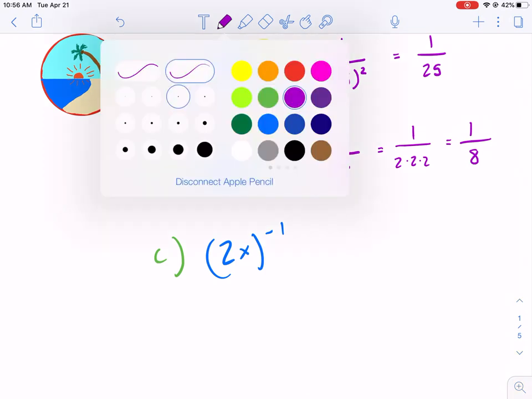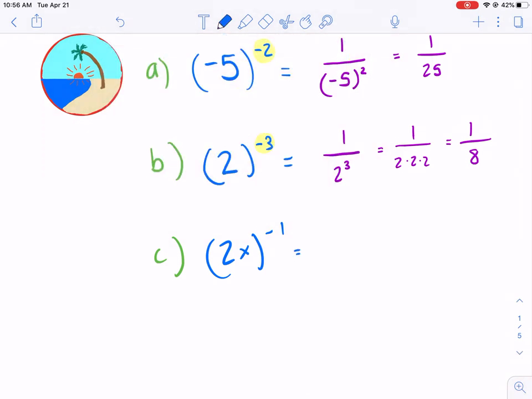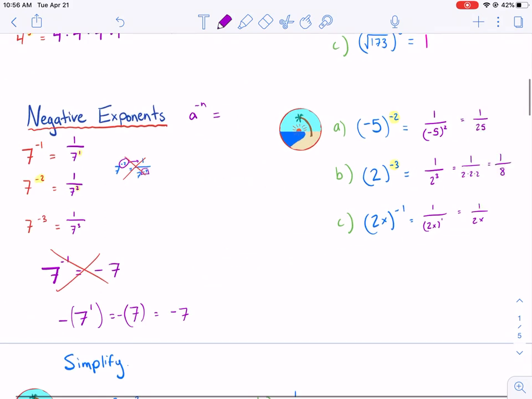Finally, a little bit more of a tricky example. We have 2x to the negative first power. So how do we do this? Well, what we're going to do is make the exponent positive like this and just put it under 1. So anything to the first power is just itself. So this equals 1 over 2x. And that's our answer.